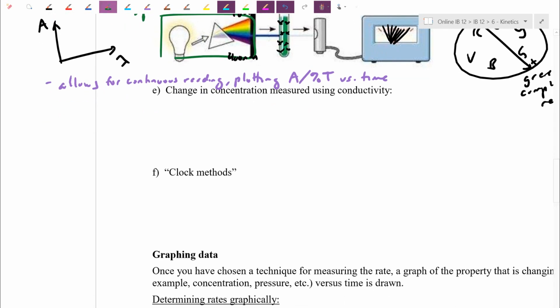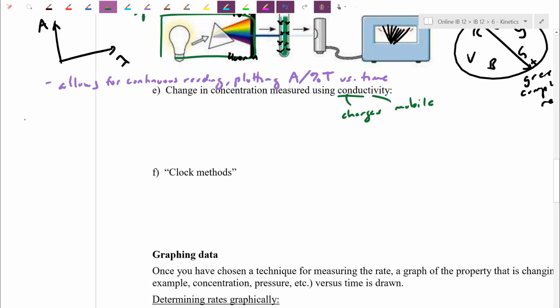Right. Step E here, we can measure the change in concentration using conductivity. So with conductivity, we're looking for charges, and we're looking for the charges to be mobile. These charges could very well just be electrons traveling through metal wiring. It could be ions in solution here. We can actually track a qualitative conductivity depending on the charges that I have.